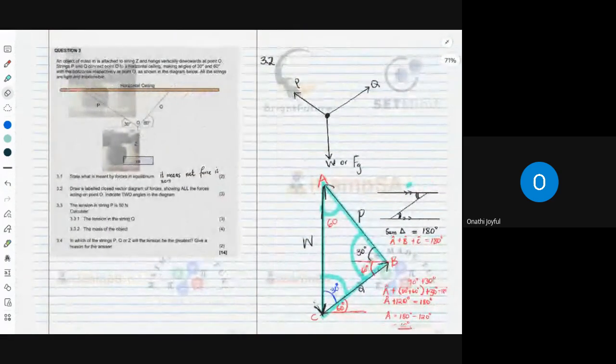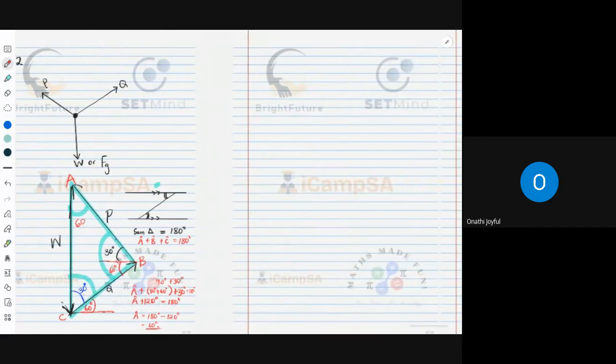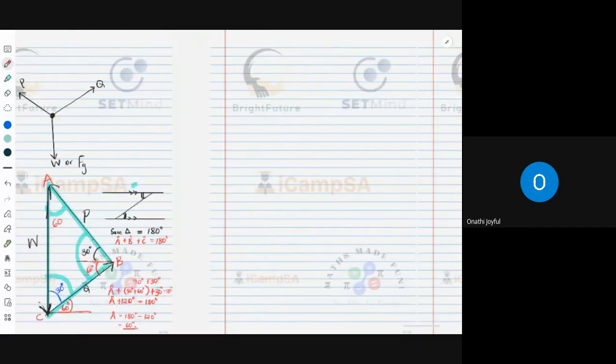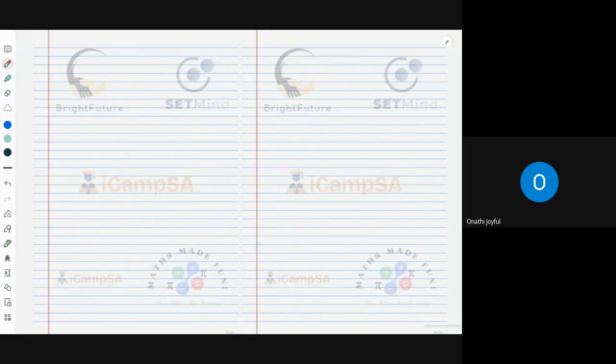So now we are told that the tension in string P, so this guy, let me actually write it, is 50 newtons, or newtons, as some people would say. And then calculate 3.3.1, calculate the tension in string Q. Okay, let me show you how we can use this triangle we just drew now.